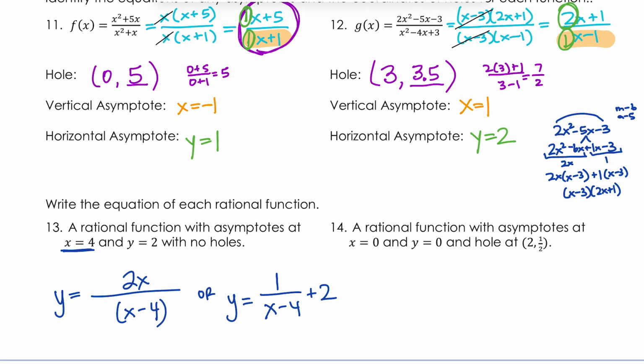All right, last one, number 14, we're doing the same thing except we have a hole. So looking first at our asymptotes, x equals 0 just tells us we have an x in the denominator. If we have a hole at 2, we're going to have x minus 2 on both the top and the bottom, because that's going to have to cancel. And then the y equals 0, you can either have a plus 0 there, or as long as you don't put any extra number up top, you are fine. And so that is going to give us 2 comma 1/2 as our hole.